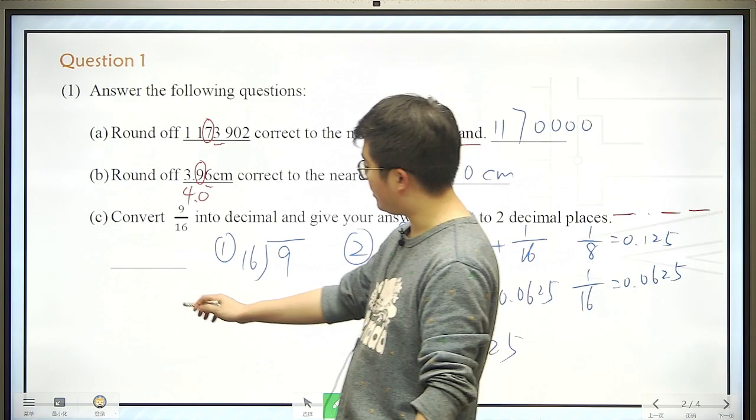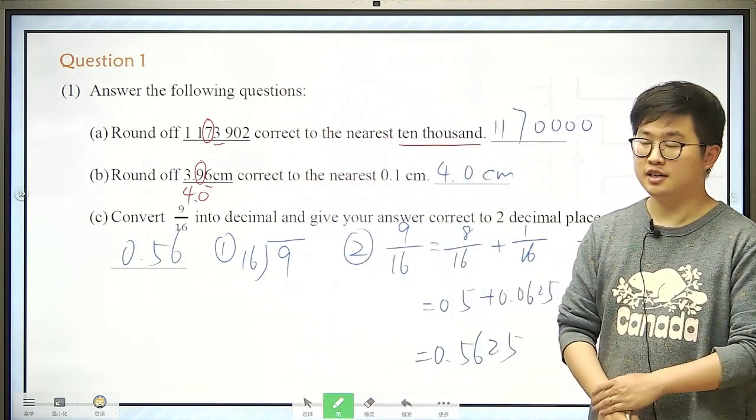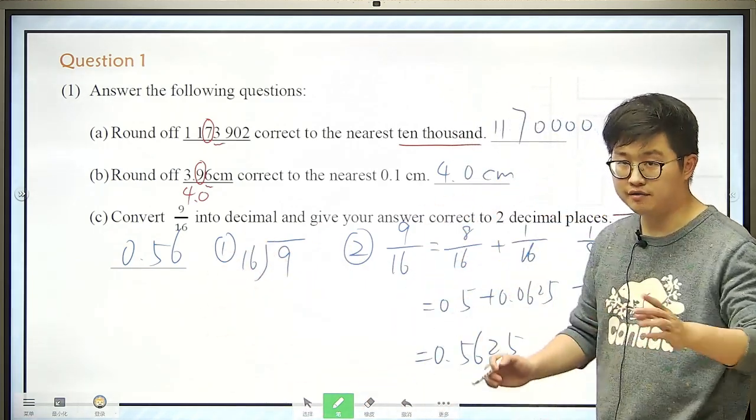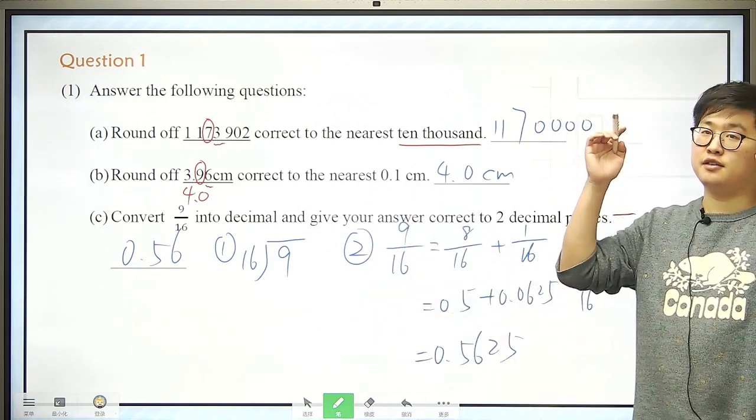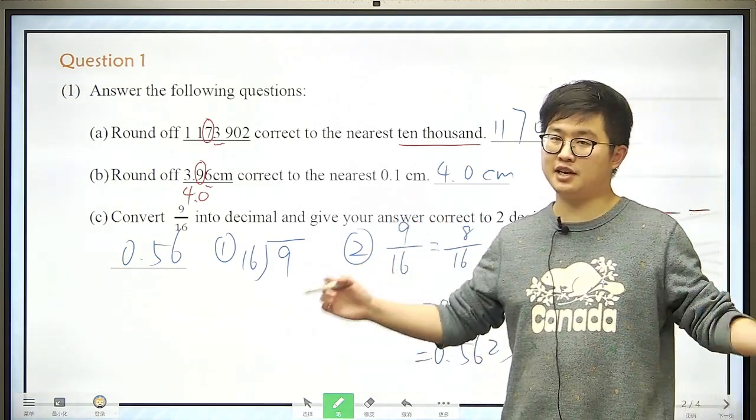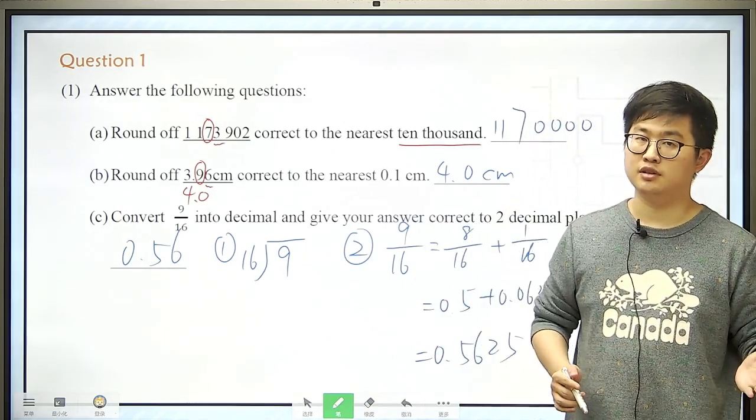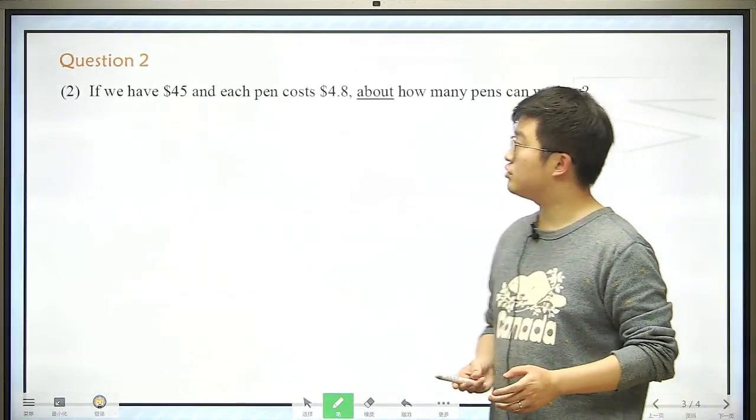So the answer would be 0.56. We can do this by simple division, or we can split it before we convert it. I think this is the better way, especially for secondary school, because in secondary school, we always need to simplify our calculation, or it will just consume you. And then let's move on to question number 2.